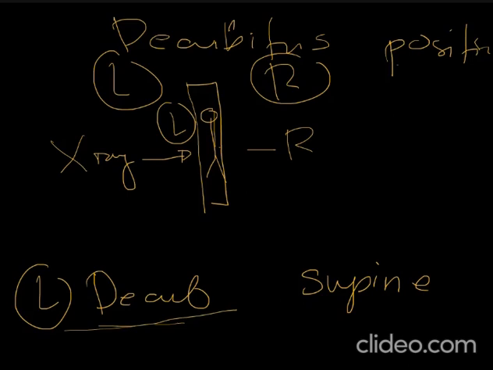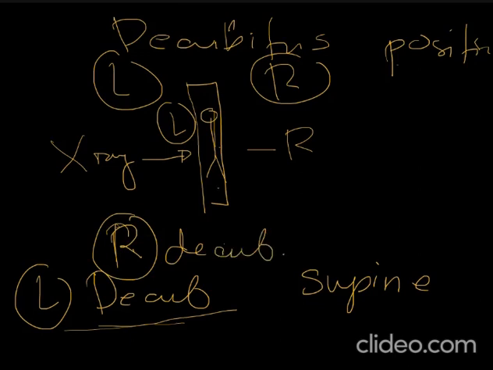When we say, for example, right decube, right decubitus position, the patient can either be supine or prone as long as the tube is at his right. So the patient can be prone or supine, as long as the tube is at the right portion of the patient.